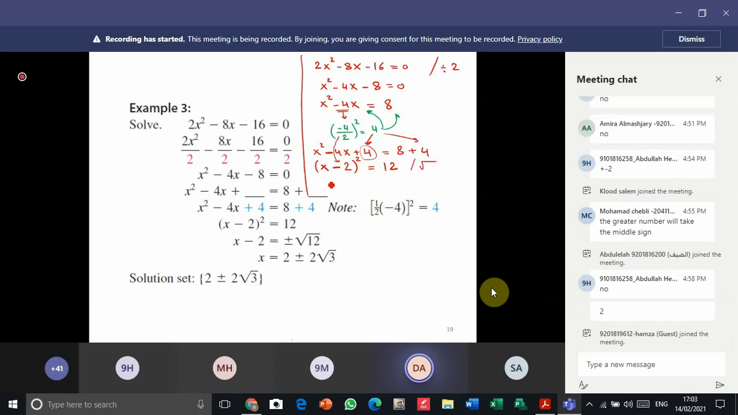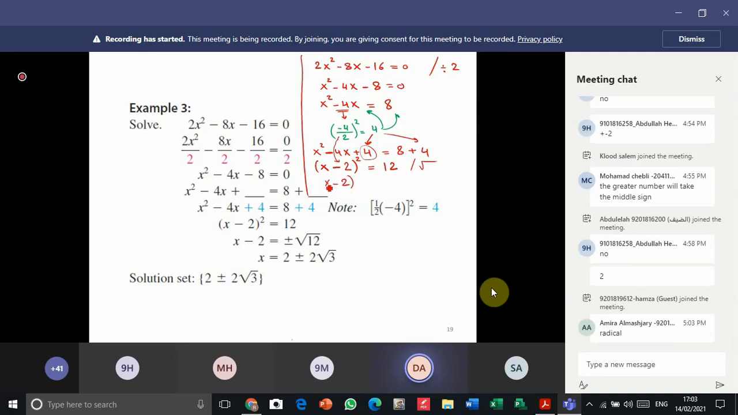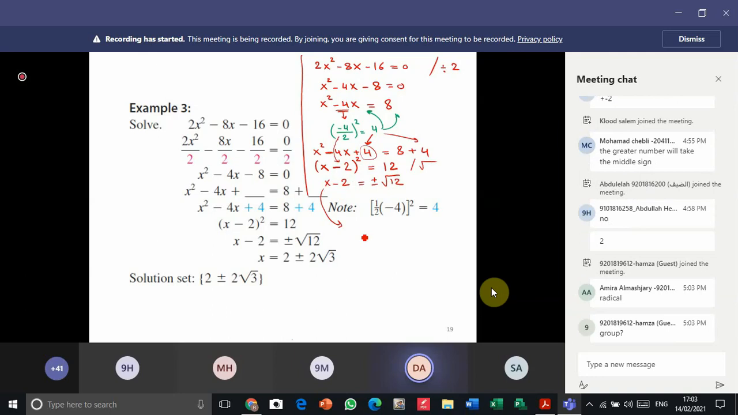So we have x minus 2 equals positive or negative radical 12. Okay, now continue. We have x equals, moving the negative 2 to the other side, 2 plus or minus radical 12. So we have two solutions: 2 plus radical 12 and 2 minus radical 12. Okay. Any question?